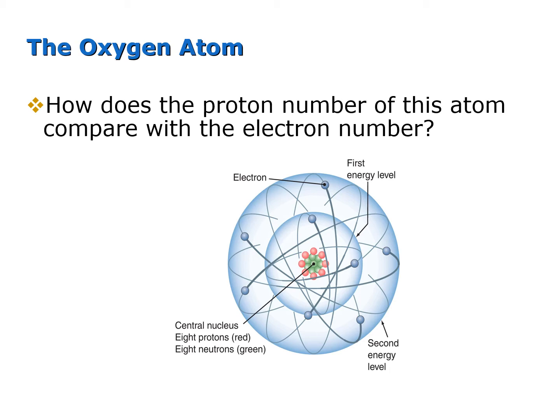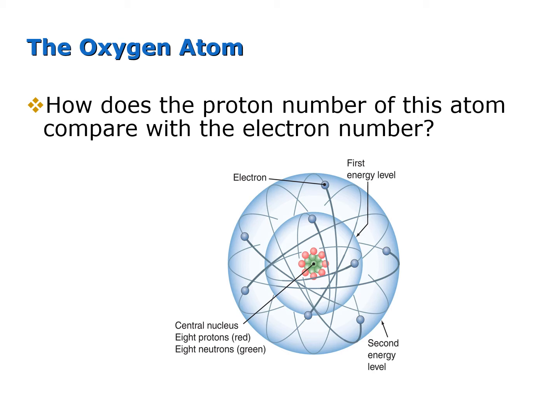In red, you'll have the protons. Let's review that. Protons are those positively charged particles. And if you count them, you will see that they are 8. And that gives the atomic number of oxygen. Also, you have 8 neutrons. They are colored green and they have no charge.